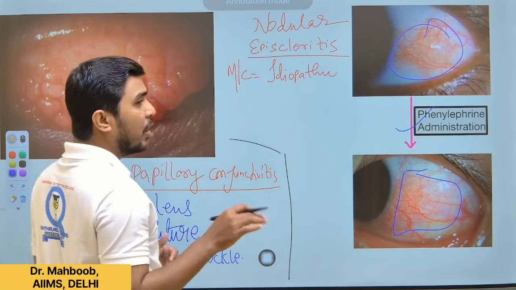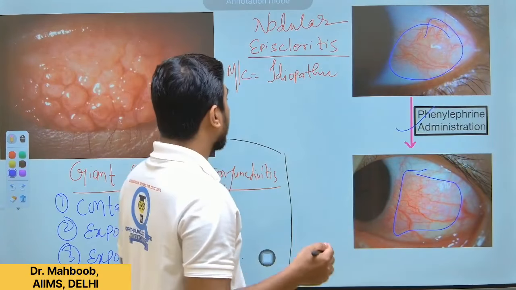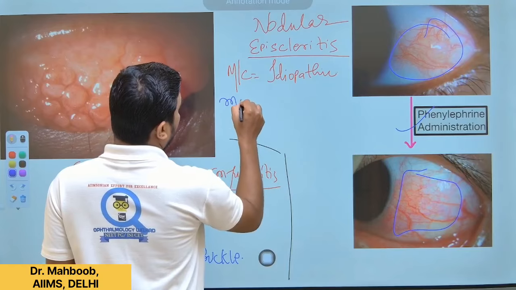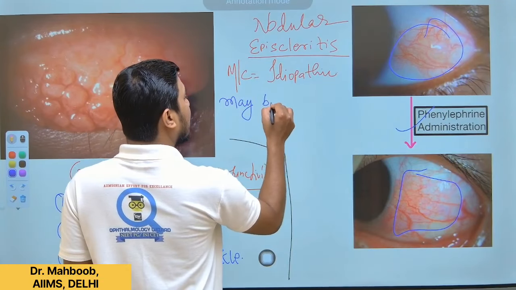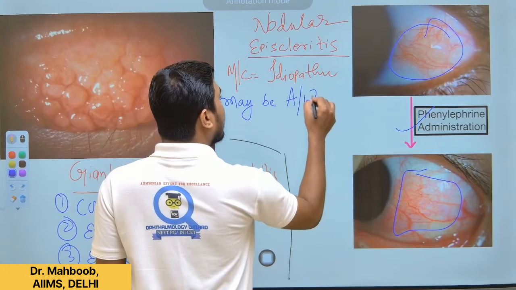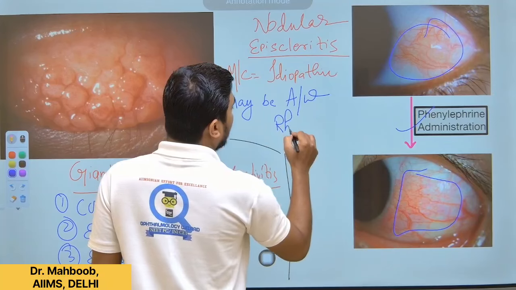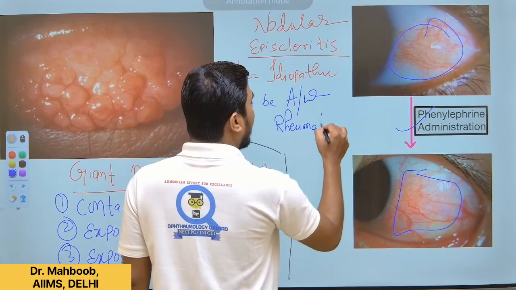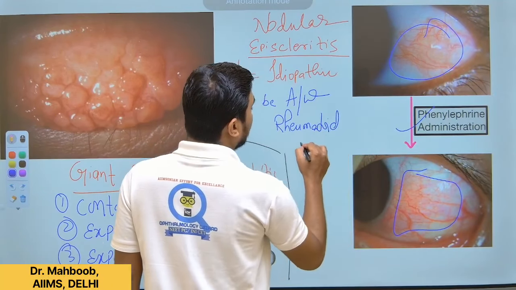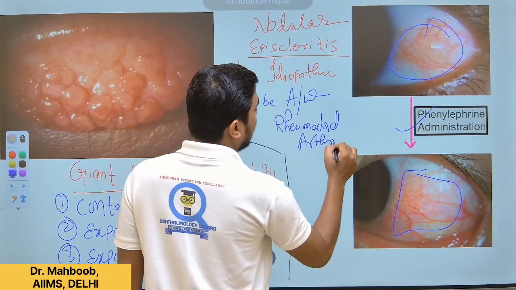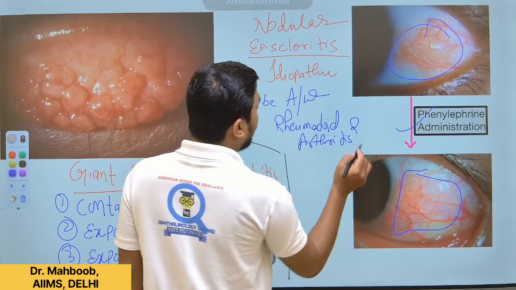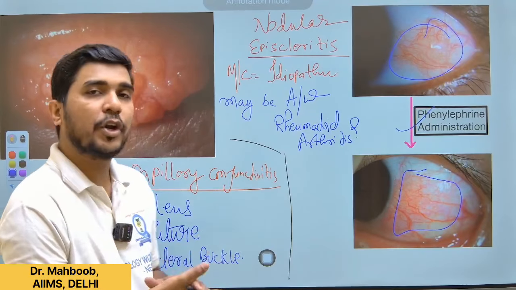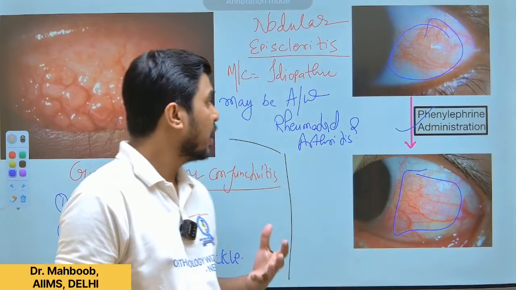Maybe because one of the questions they have asked, it can be associated with rheumatoid arthritis. This is also an important MCQ. So maybe associated with rheumatoid arthritis. So it is important to know about all these things.